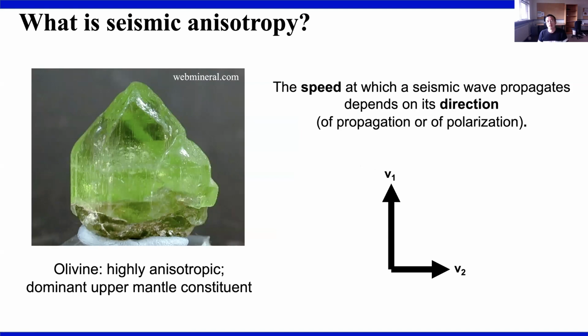anisotropy. So what is seismic anisotropy? It is just referring to the speed dependence on direction. This direction can either be the propagation direction.